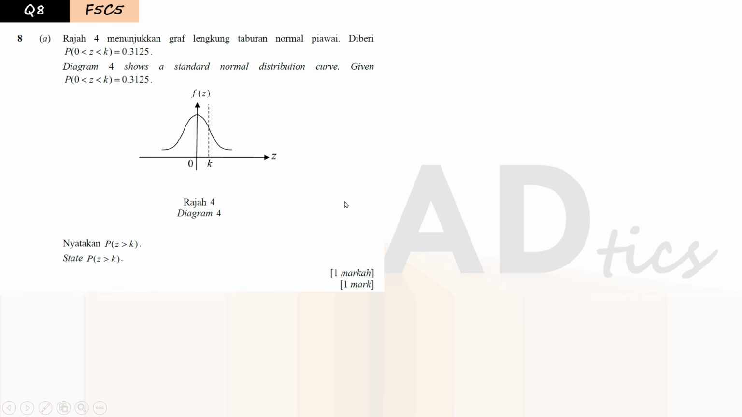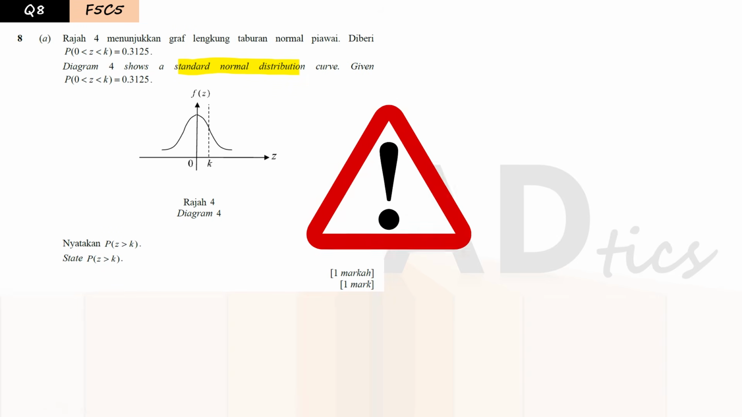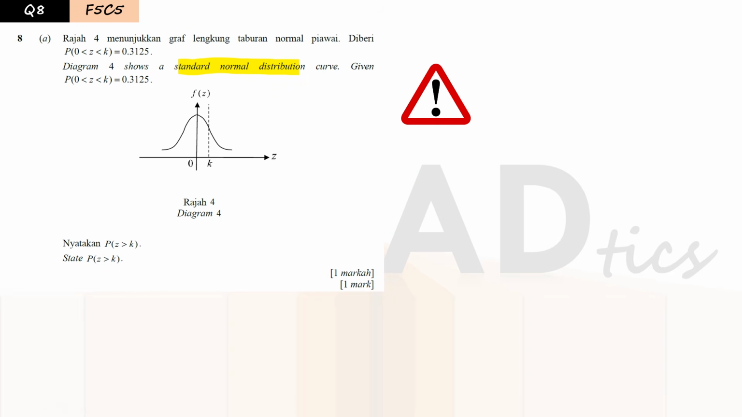And for question 8, we are going into probability distributions, and in part A, we are given this standard normal distribution curve, right? So before we continue this question, let us understand what is this. What is standard normal distribution? So this curve is actually shown in the diagram here, which is this one.